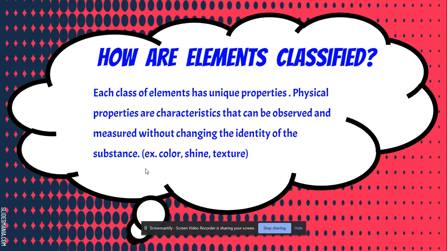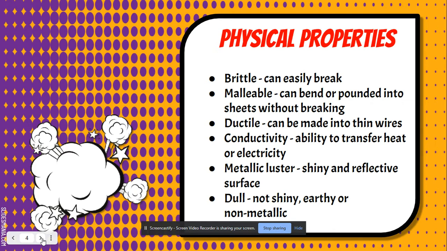This means we can tell the characteristic just by looking at it. We don't have to add anything to it to see it. Some examples would be color, shine, and texture. Here is a list of the physical properties that scientists and you guys will use to classify elements.